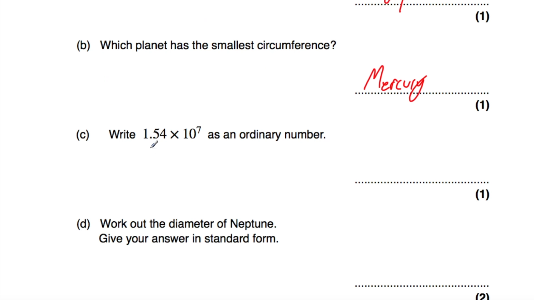Part C, we've been asked to write 1.54 times 10 to the power of 7 as an ordinary number. So to write this as an ordinary number, we need to move these digits 7 columns to the left. So moving them 2 columns to the left would be 154. We need to move it 7 altogether, so we've moved them 2, so we need to move them down another 5, so let's add on 5 zeros. So 1, 2, 3, 4, 5. So it'll be 1, 5, 4, 0, 0, 0, 0, 0.